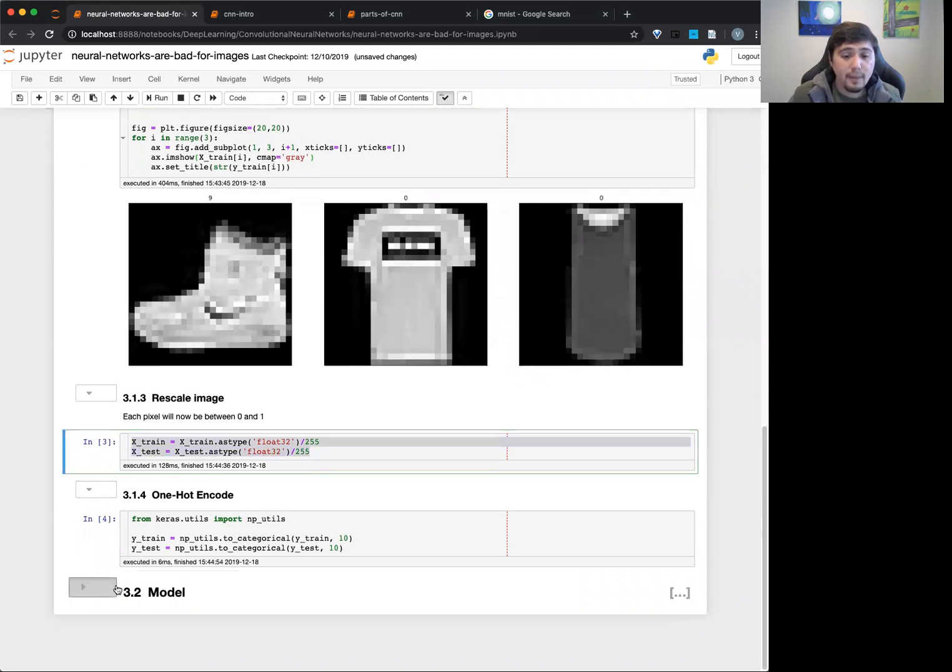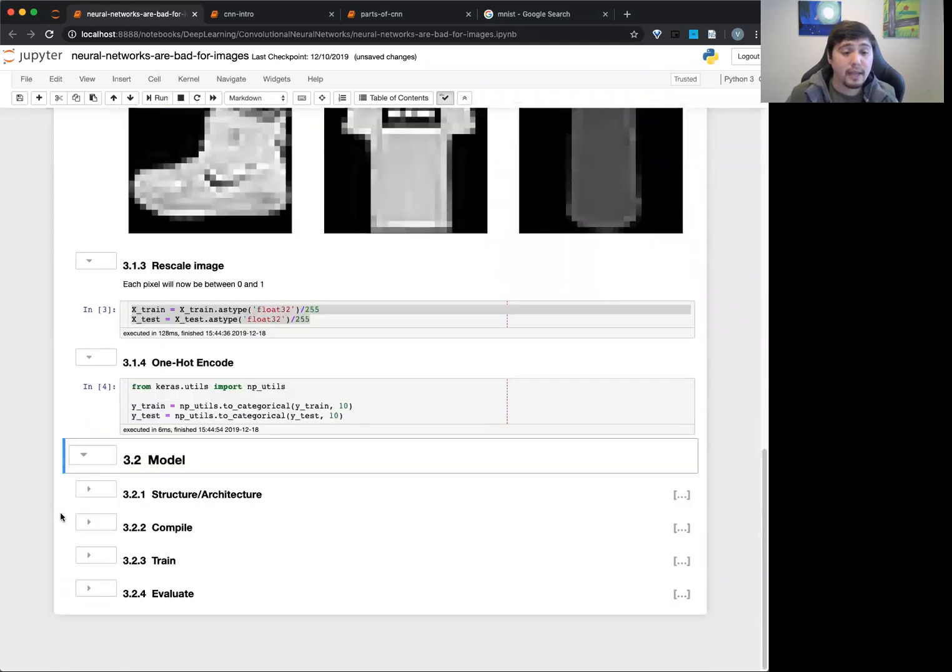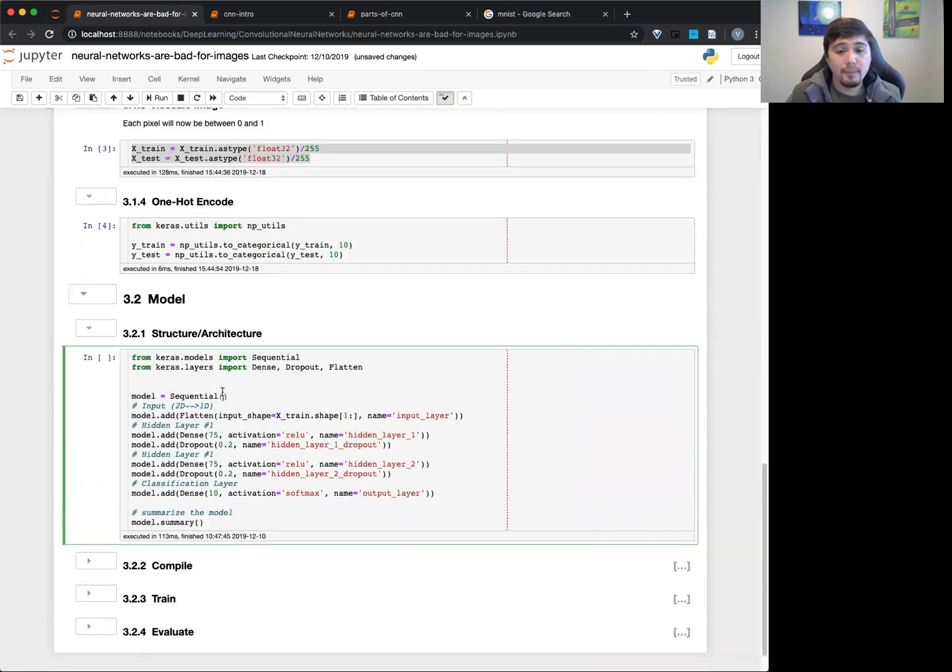Okay, now we can actually build our model. This is how the model would look. We have our pixel values now between 0 and 1, and we have our categories all set for Y-train and Y-test. Let's go ahead and build our model. Right here I've built a sequential multi-layer perceptron, so I built my neural network.